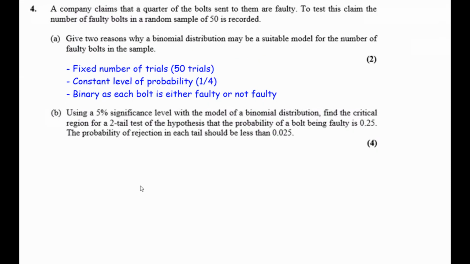Okay, so next we're asked to use a 5% significance level with the model of a binomial distribution, find a critical region for a 2-tailed test of the hypothesis that the probability of a bolt being faulty is 0.25. The probability of rejection in each tail should be less than 0.025.